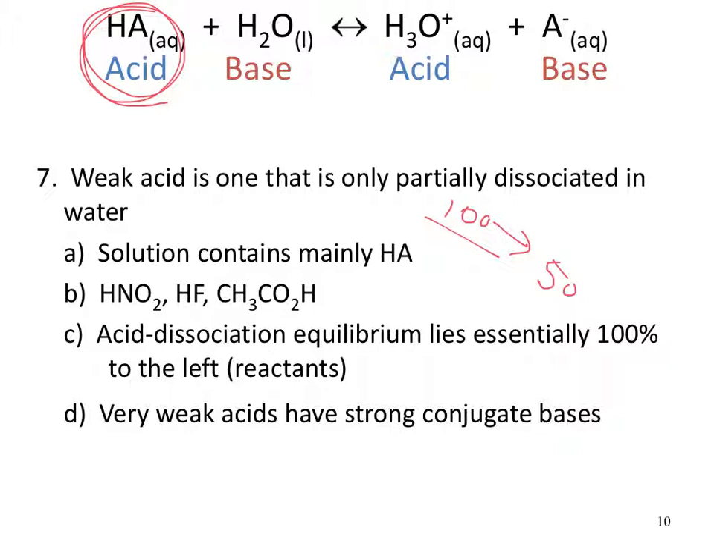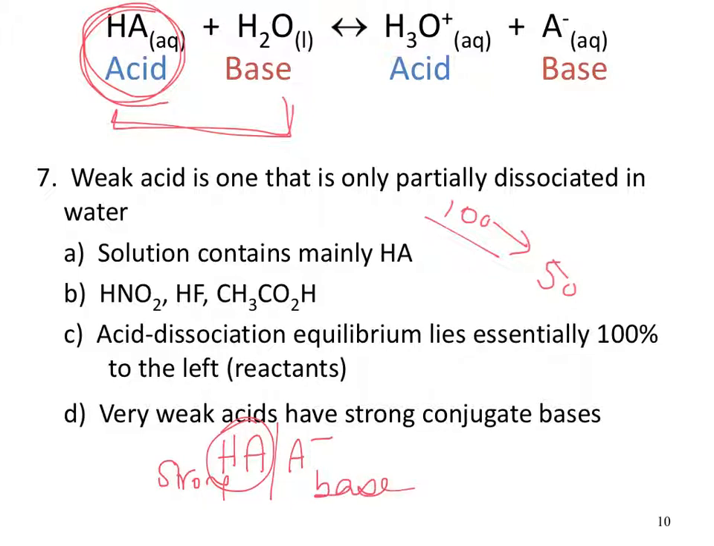The equilibrium will be primarily more towards the reactants because they will not go through a complete dissociation. So very weak acids will have very strong conjugate bases. Hopefully you have realized that in an acid-base conjugate pair, if your acid is strong, your base is going to be weak. If your base is strong, your acid is going to be weak. So at any given point of time in the acid-base pair, only one of them is allowed to be strong.